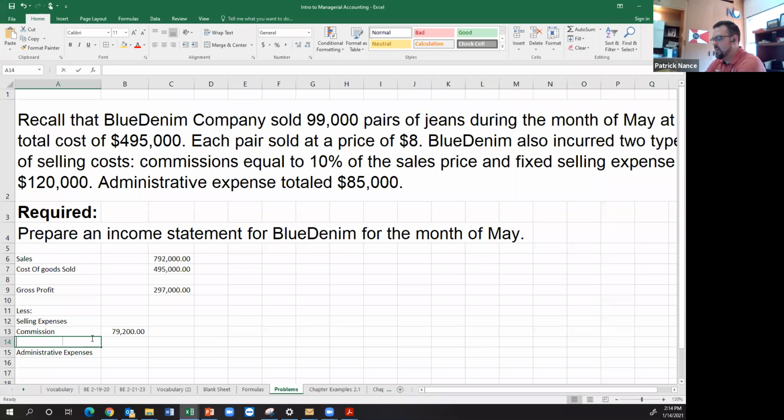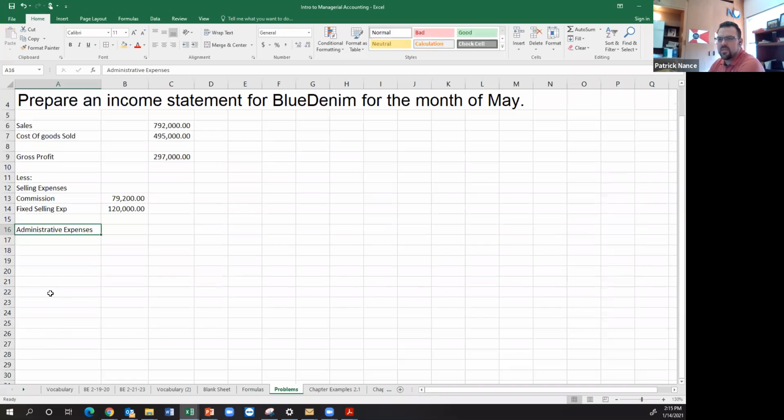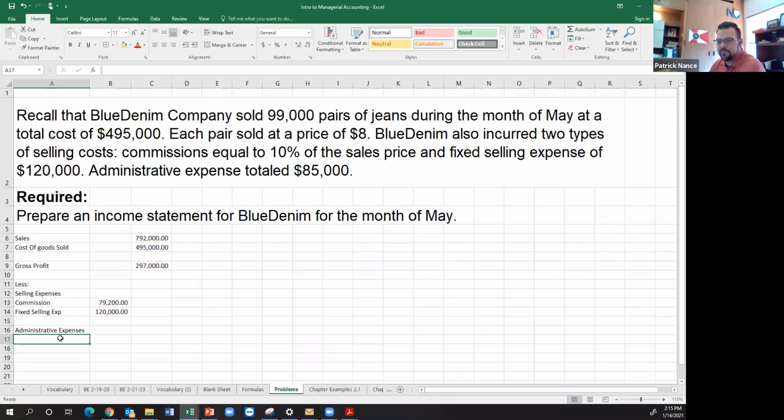The fixed selling expense is $120,000 given in the problem. You don't have to put an equal sign. I just kind of do that out of habit. And then we have our administrative expenses. I'm going to separate that out just so we can see it a little easier. And it says we have a total administrative expense of $85,000.